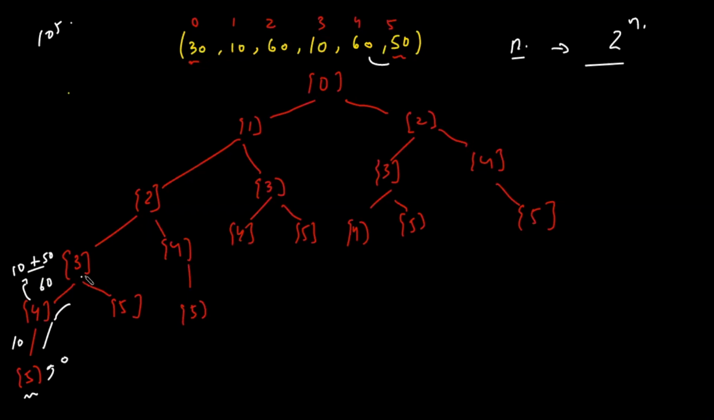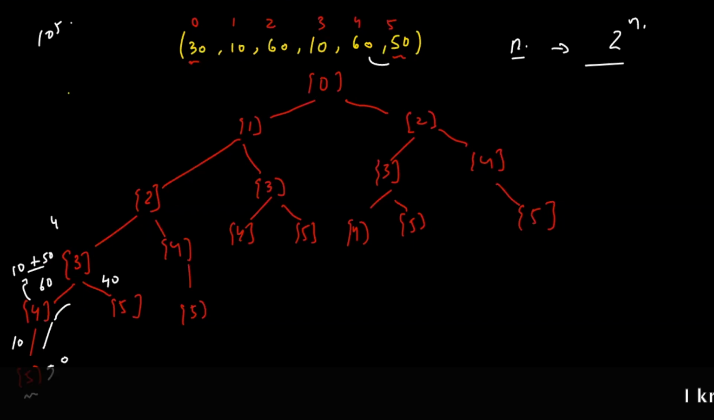Now, what if you wanted to move from 3 to 5 directly? The cost would have been 40. So if you're standing at 3, which is the better way to go? Will you go from 3 to 4 to 5 or from 3 to 5? Obviously, you'll move directly from 3 to 5. So we have solved a subproblem where we know from 3 to reach till n, we require only 40.